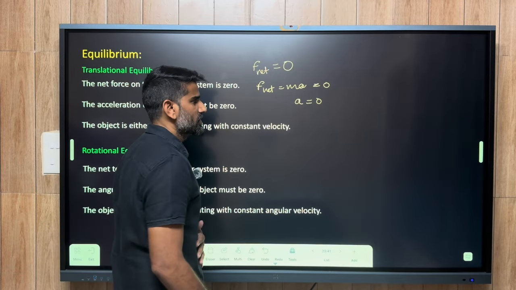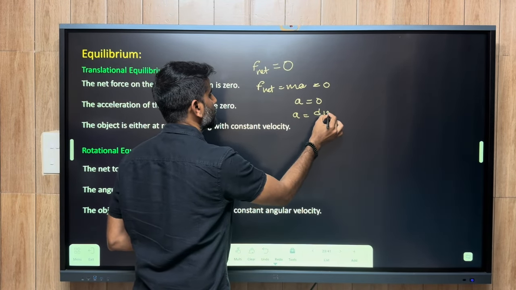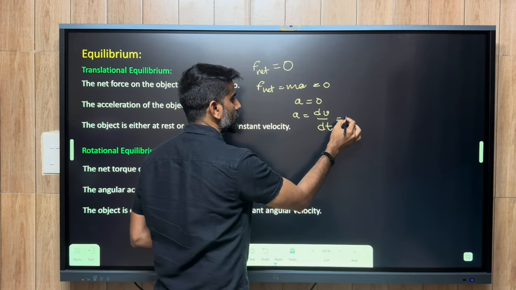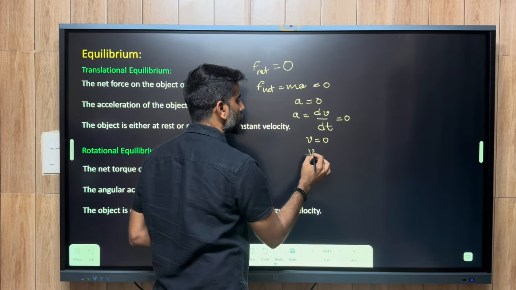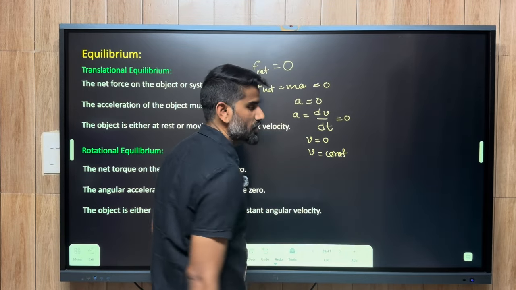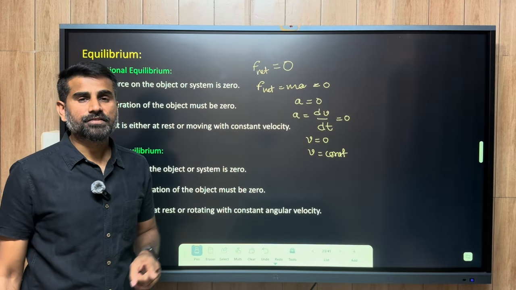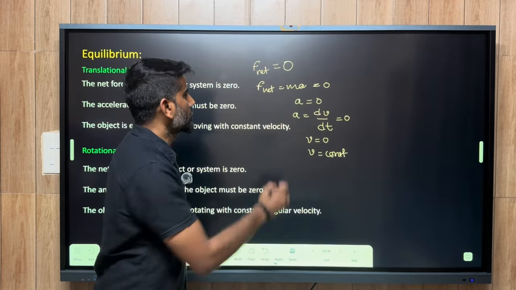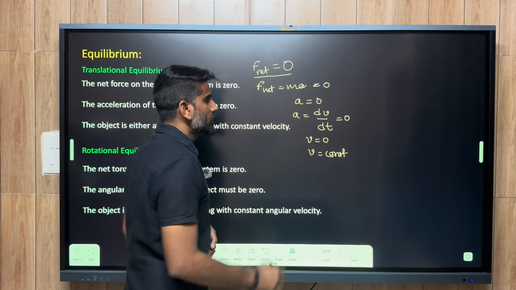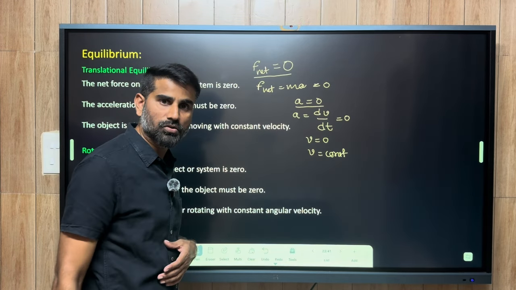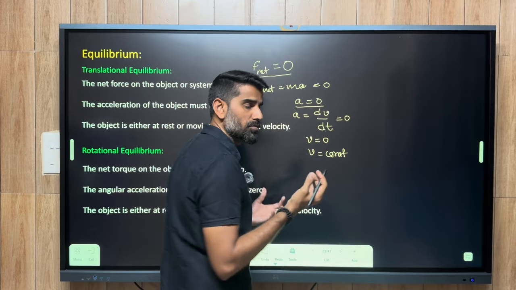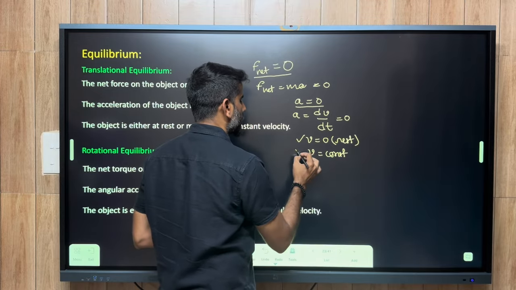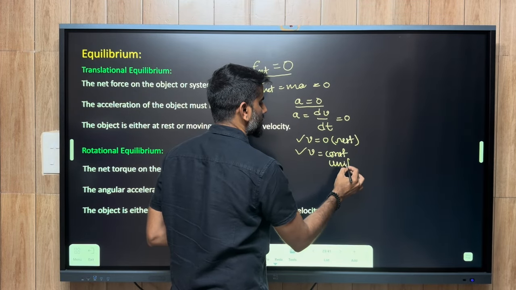As acceleration is defined as the rate of change of velocity, this acceleration could possibly be 0 when v is equal to 0 or v is constant. So, if the system is in translational equilibrium, then the net force acting on the system must be equal to 0, or the acceleration of the system is equal to 0, or either the particle or the object or the system is at rest, or it is moving with uniform velocity.